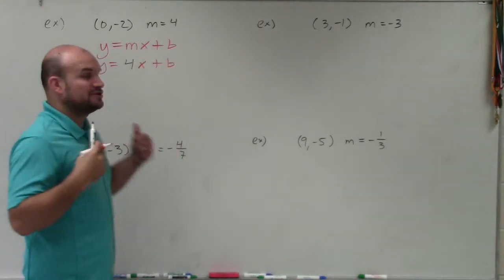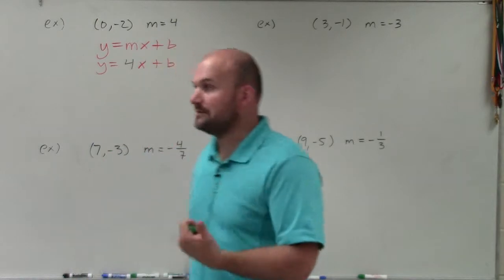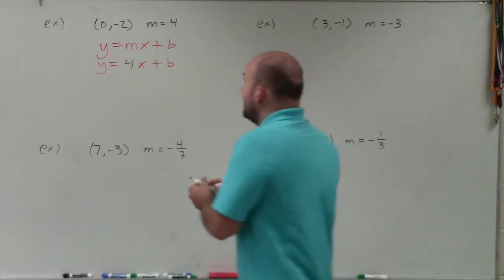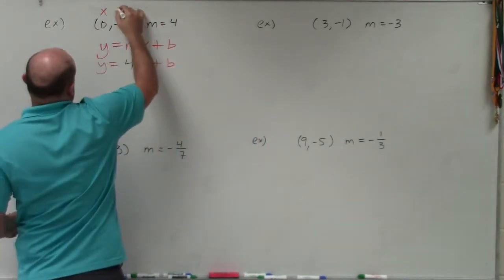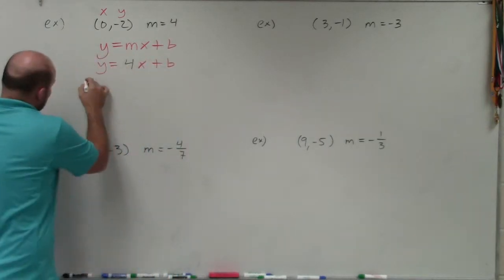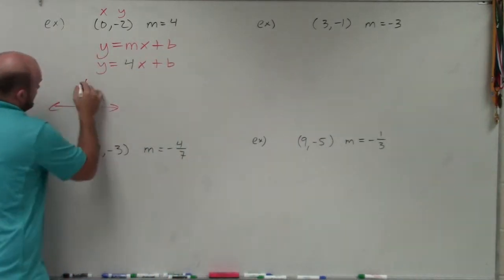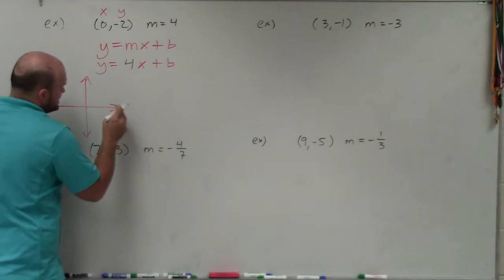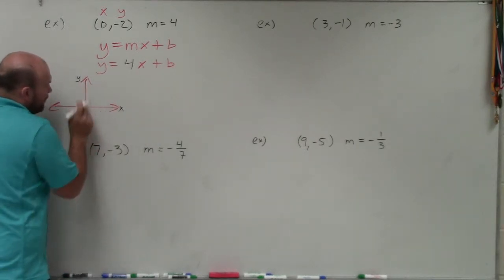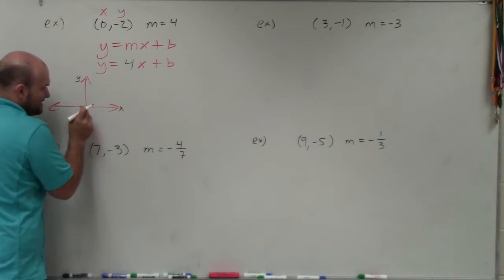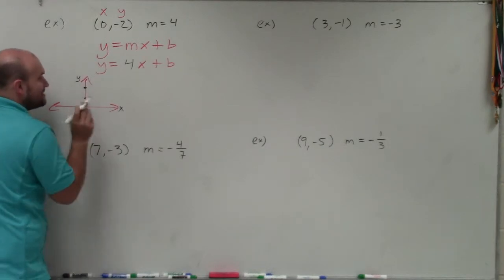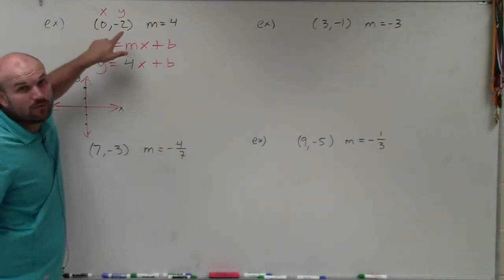OK, so now we need to determine what the y-intercept is. To do that, one thing we notice is when I look at my point, my coordinate point is an x and a y. And I notice that my x is 0. And if you look at a graph, here's your x-axis, here's your y-axis, when x is equal to 0, you have a point on the y-axis, right? So any point where x is equal to 0 is on the y-axis. Therefore, this point is the y-intercept.